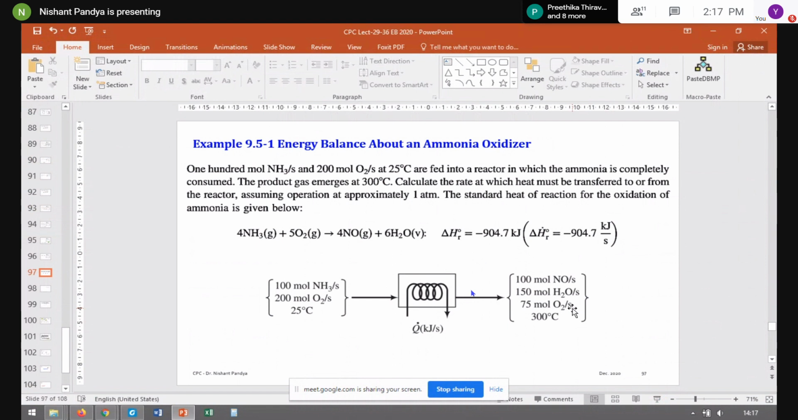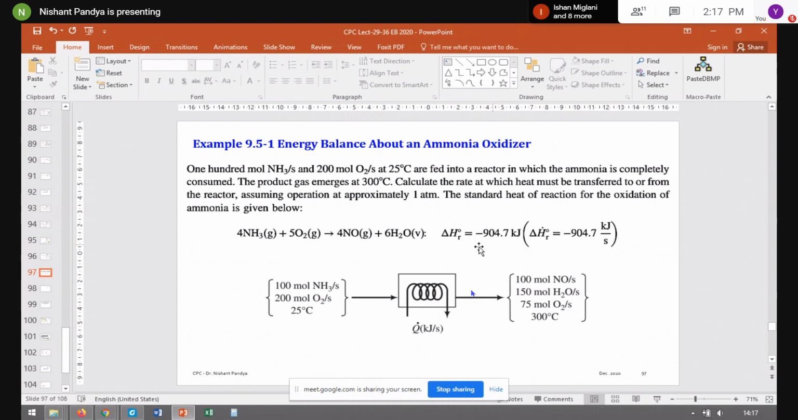So total delta H of this process is equal to molar flow rate multiplied by its specific enthalpy of product minus inlet, by chance everything is 0, and plus enthalpy of reaction. This is per mole reaction, so you have to multiply it by extent of reaction.